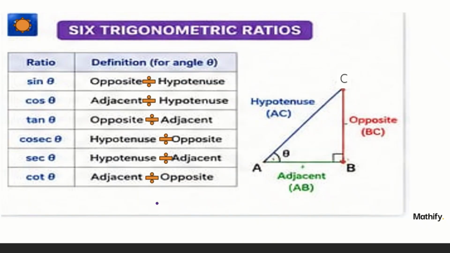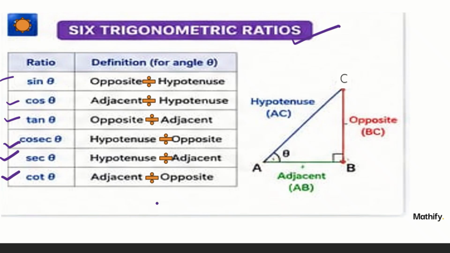Okay, now there are 6 trigonometric ratios. We have already discussed the right angle triangle. This is the hypotenuse, this is the opposite side BC, and this is the adjacent side to the angle theta. There are 6 trigonometric ratios: sin theta, cos theta, tan theta, cosec theta, sec theta and cot theta.